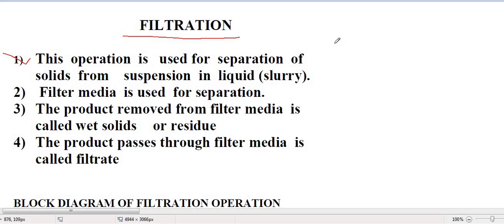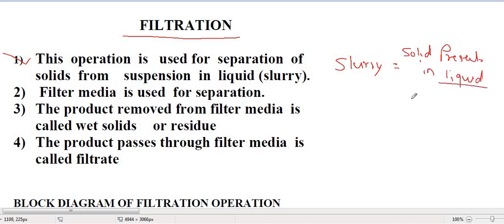So what is the slurry? Slurry means what? So just try to understand here. So slurry means solids present in liquid. Just try to get the difference between slurry and solution. While solution means solids dissolved in solvent.